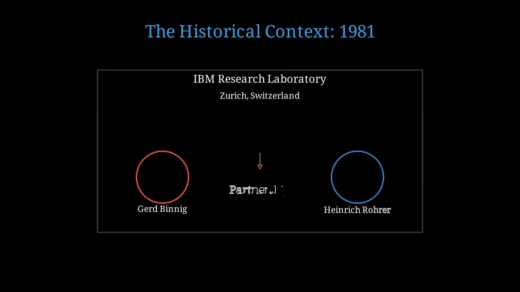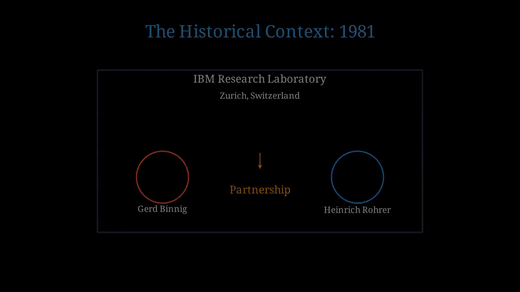Gerd Binnig and Heinrich Rohrer formed a partnership that would change the course of science. Their collaboration was driven by a simple yet profound question: can we actually see atoms? But why was this such a difficult problem? To understand, we need to consider the scale we're working with.